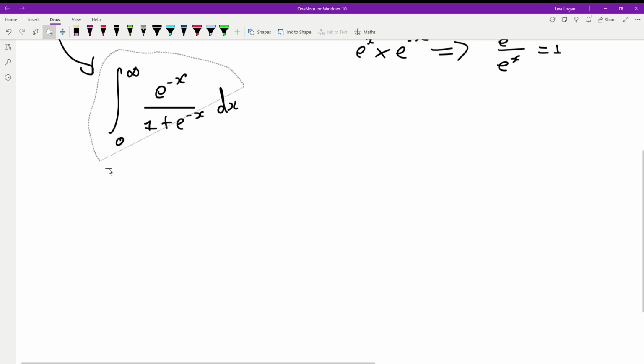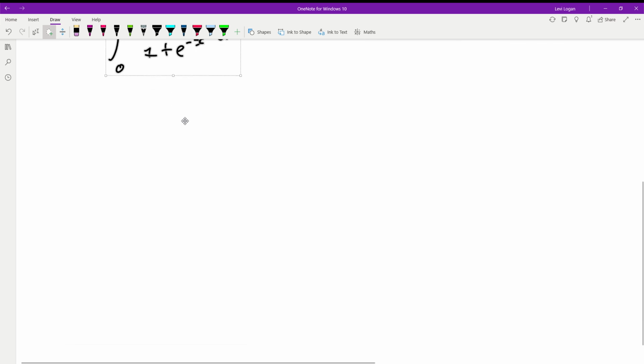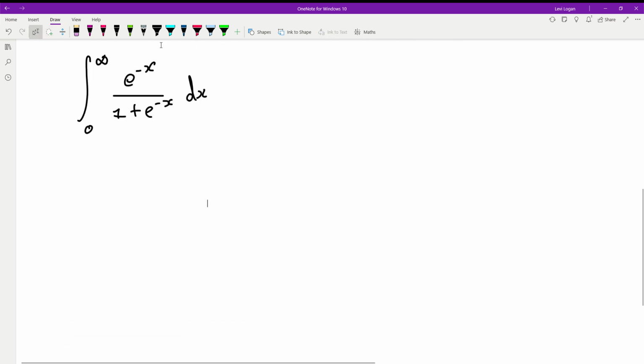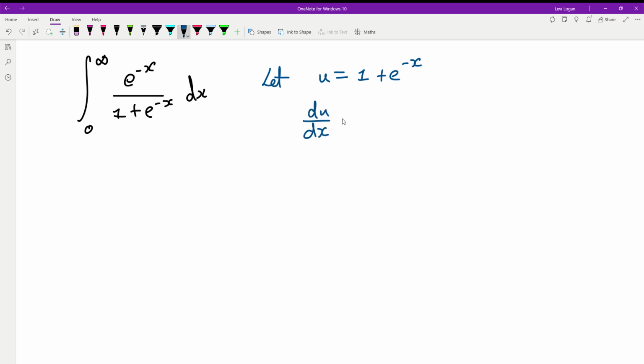Okay. Hopefully you can see where we can do the u substitution, because on the bottom we have a function that, if we differentiate, gives you the top function. So what we're going to do is, alright, let u equal this bottom function, so 1 plus e to the negative x. And we're going to differentiate it so we can change this to a du. So we'll have du dx.